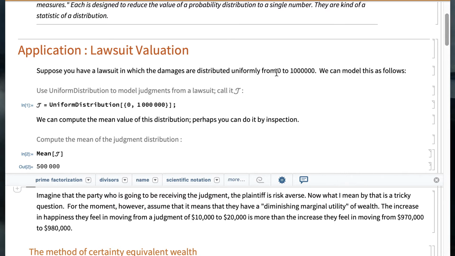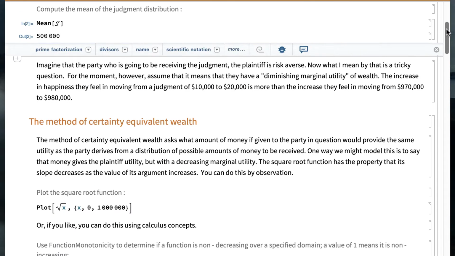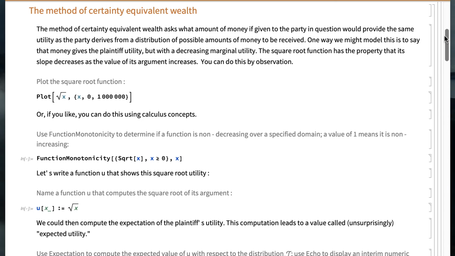So how do we value a lawsuit in the face of diminishing marginal utility of wealth? I'm going to teach you a couple of methods in this session. One is the method of certainty equivalent wealth. The method of certainty equivalent wealth asks what amount of money, if given to the party in question with certainty, would provide the same utility as the party receives from a distribution of possible amounts of money to be received. One way we might model diminishing marginal utility of wealth is to say that one's utility was proportional to the square root of one's wealth.